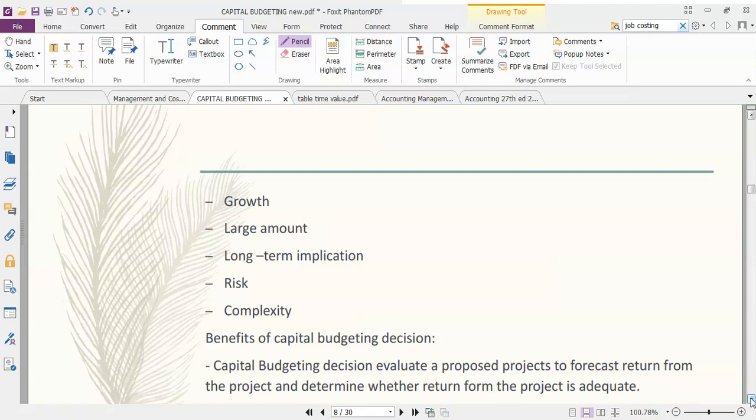Okay, so that's why every business, before they nak decide whether to invest or not, whether to buy or not, sebelum dia decide, dia kena buat dulu capital budgeting. Okay, bila sesuatu dia melibatkan amount yang besar, of course lah dia akan bagi long term implication and also very risk. Okay, high risk and also complex. Okay, so that's why every business should know how to do capital budgeting.